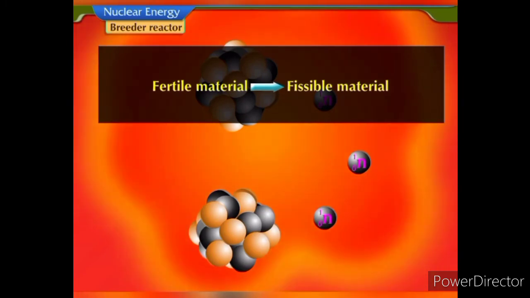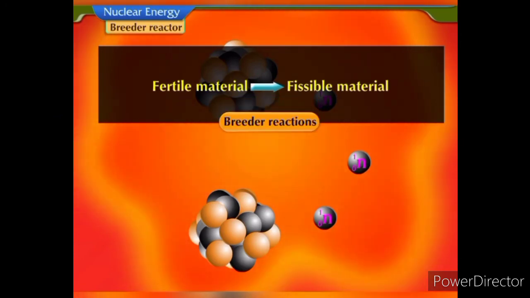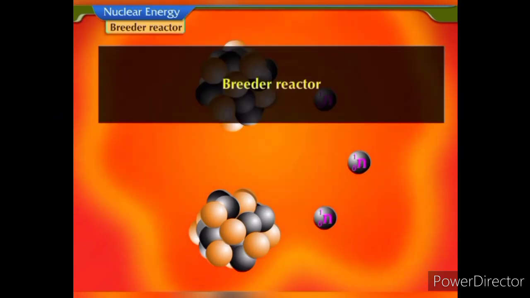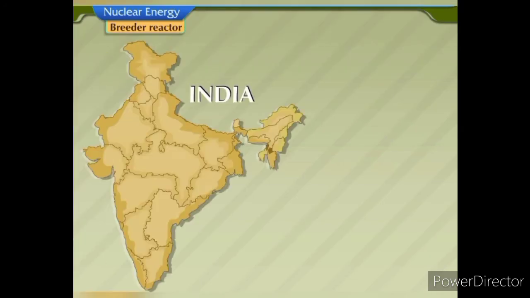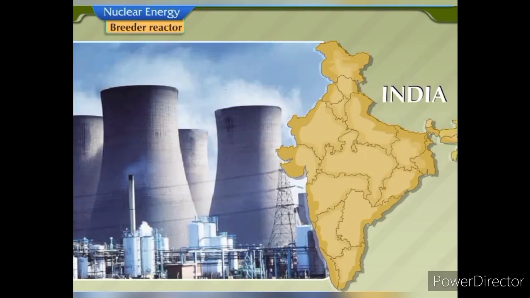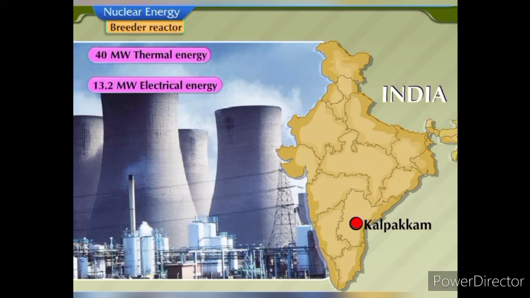Such reactions in which the fertile material gets converted into fissile material are called breeder reactions. The reactors in which such reactions take place are called breeder reactors. In India, the first breeder reactor was commissioned at Kalpakam near Chennai. It gives out 40 megawatts of thermal energy.